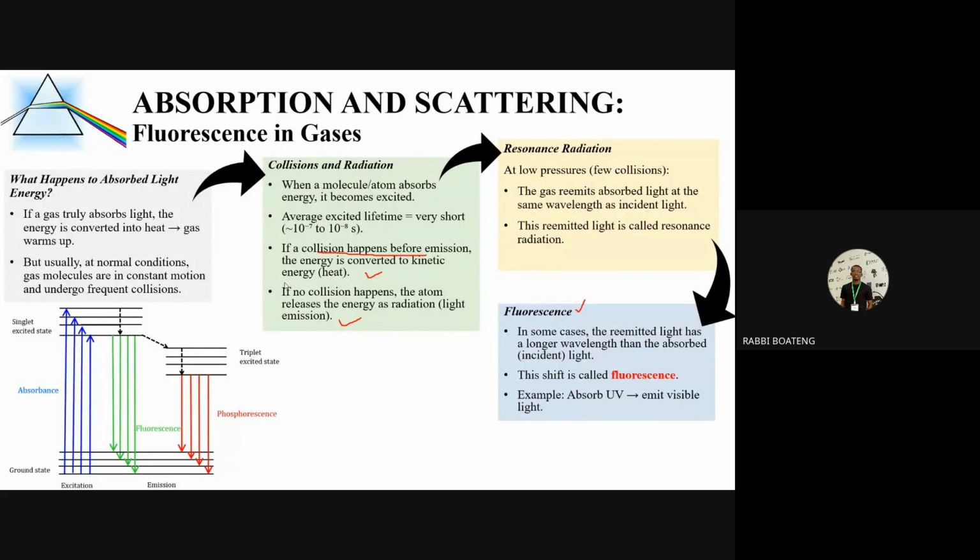Exactly. And the thing is, the material is such that anytime light is incident on it, it absorbs this form of energy. It gets excited. But during the excitation state, no collision happens, so it doesn't convert it to heat energy. Because of that, it re-emits it in the form of what? Of light. Is that okay?